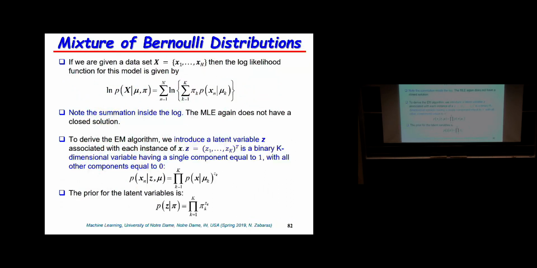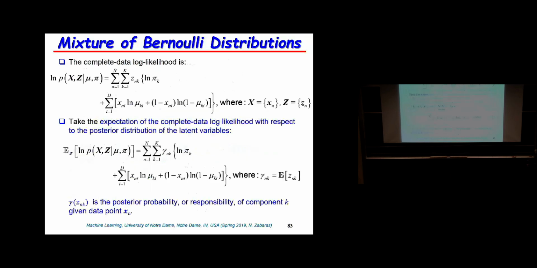So let's see how the results look. They are the same as for Gaussian mixtures. This log likelihood is not a good thing to work with, because again, we have the log of the sum of these Bernoulli distributions. So what we will do is we will introduce Z. The conditional distribution of X will look exactly like for the Gaussian case. The only thing is, this is going to be a Bernoulli, and the prior is exactly as before. And if you write the joint data log likelihood, it will look like this.